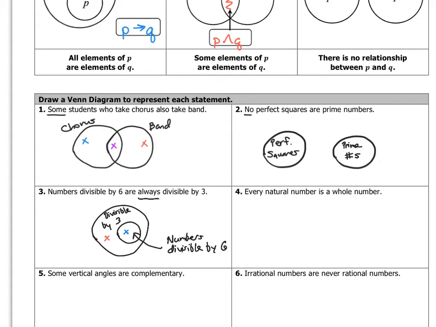Okay, number 4, every natural number is a whole number. Keyword there is every. This is kind of what I was talking about at the top there. You've seen back in Algebra 1 a diagram similar to this before. So the natural numbers are automatically a part of the whole numbers.